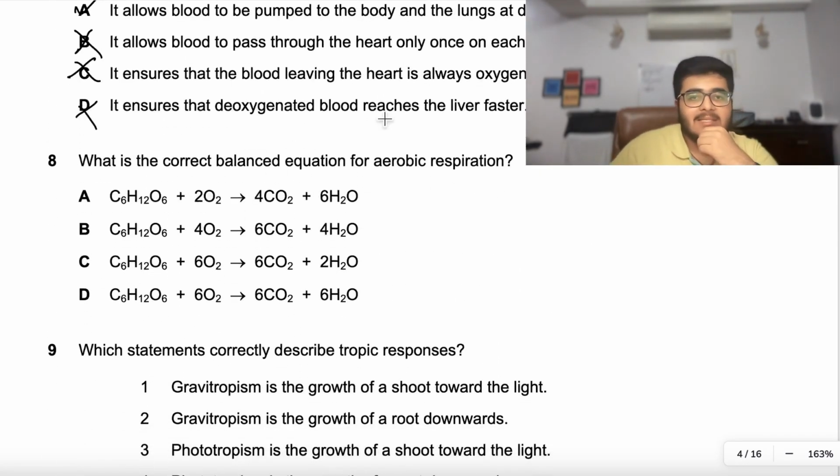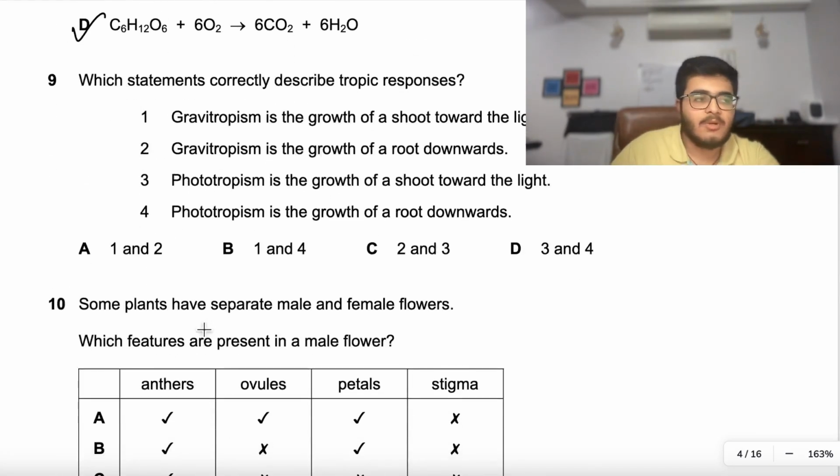What is the correct balance equation for aerobic respiration? You need to remember the balance equation for photosynthesis only. Aerobic respiration is just the opposite of it. So the reactants and the products, they just get switched. So the correct answer for this is D, if you remember. So photosynthesis is just 6 CO2 plus 6 H2O gives C6H12O6, which is glucose, plus 6 O2, which is oxygen. So you just swap the reactants and the products and you get the equation for aerobic respiration. Moving on to question number 9.